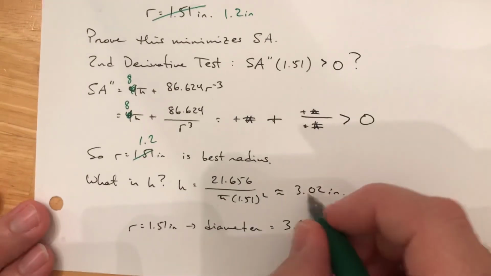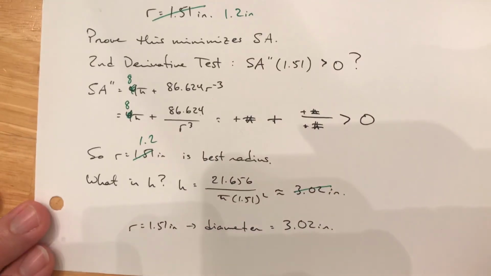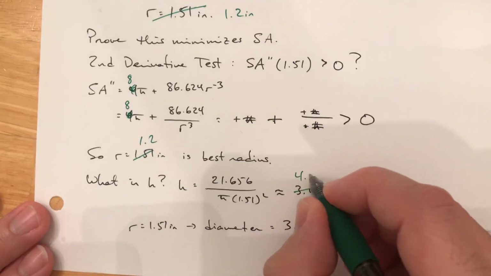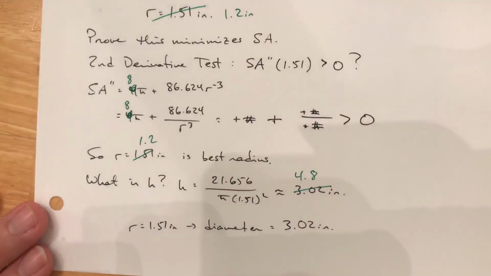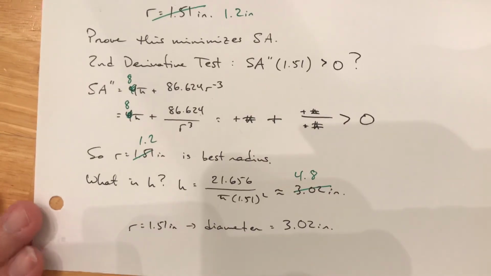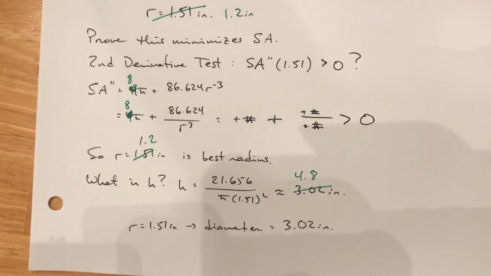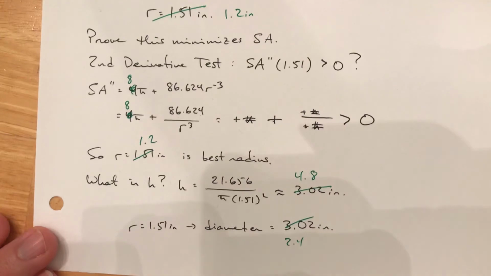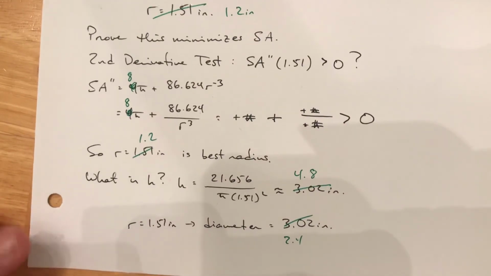And that's going to change the height that we calculate from 3.02 to about 4.8 inches. And if we think about that in terms of the can that we've got, that means, of course, the diameter is now 2.4 inches. The height is 4.8 inches. And our can really is about twice as tall as it is wide.